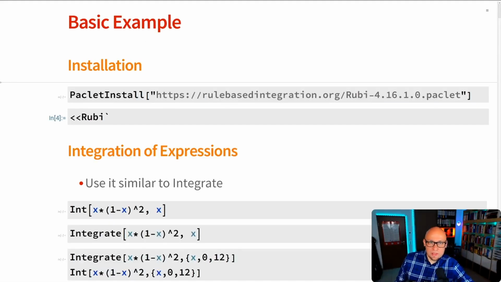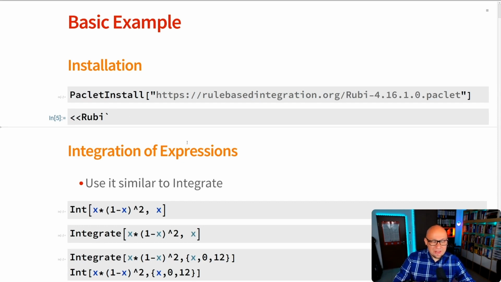Why don't we start with a simple example? So for the installation, you can call paclet install and give the online resource, or you could go to GitHub and download the paclet from there, or you could even clone the repository and use the latest development version. After that, you simply load the package as usual.